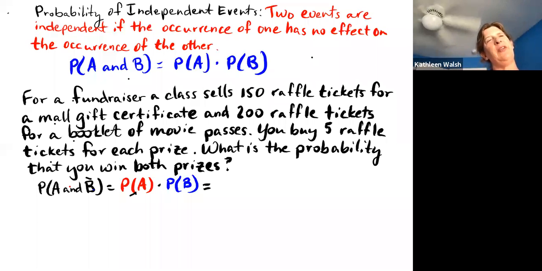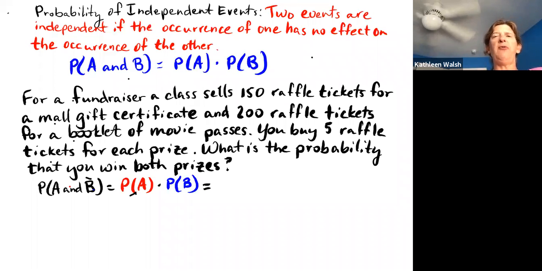Hey guys, we are continuing our series on the probability of independent events today. And what is an independent event? Well, two events are independent if the occurrence of one has no effect on the occurrence of the other.